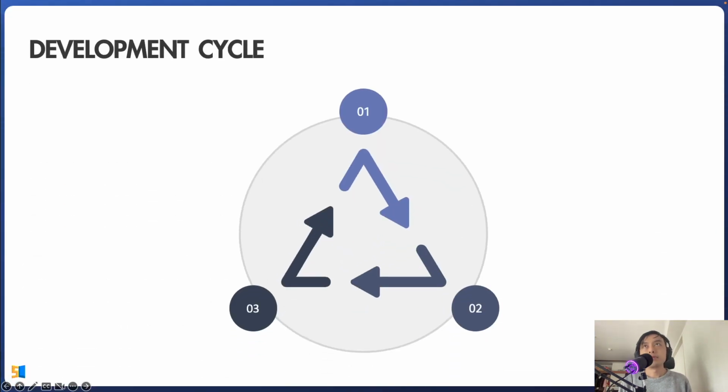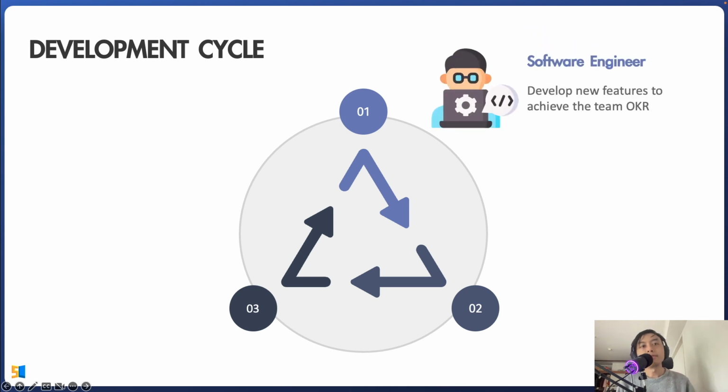Alright, so the first one that I want to discuss is the development cycle. So I have the cycle with 3 dots. Okay, this is me, software engineers, right? As software engineers, our job is to develop new features to achieve the team OKR's objective key results. We know how to configure the system, the search engines, to capture the signals, right? But we do not know the actual definition of relevancy in reality. What is the relevance for our users? As software engineers, mostly we do not know because we do not own the data.